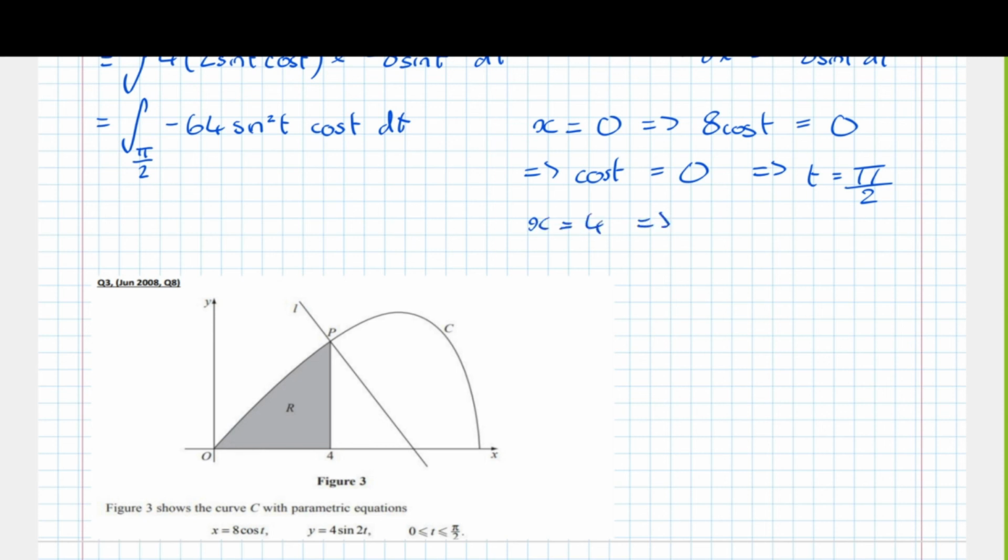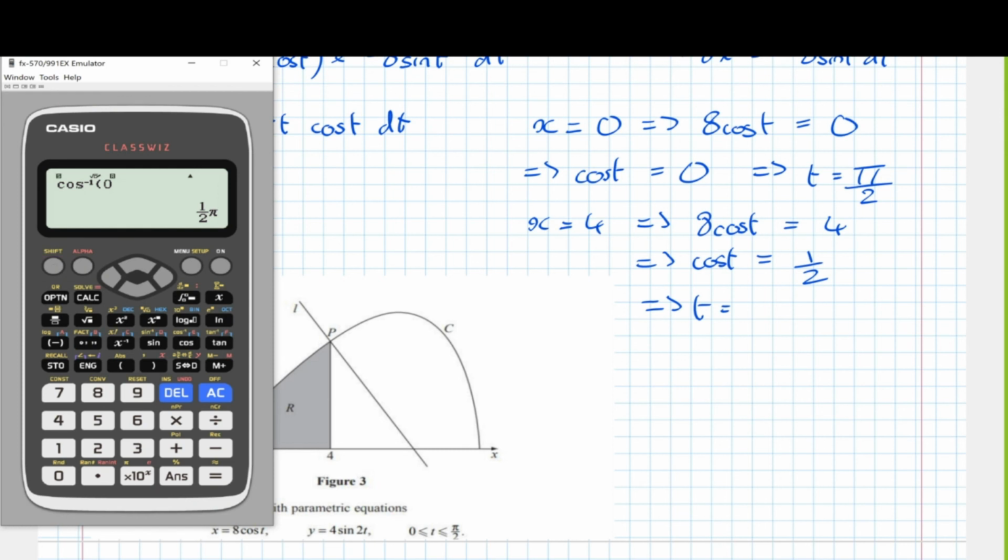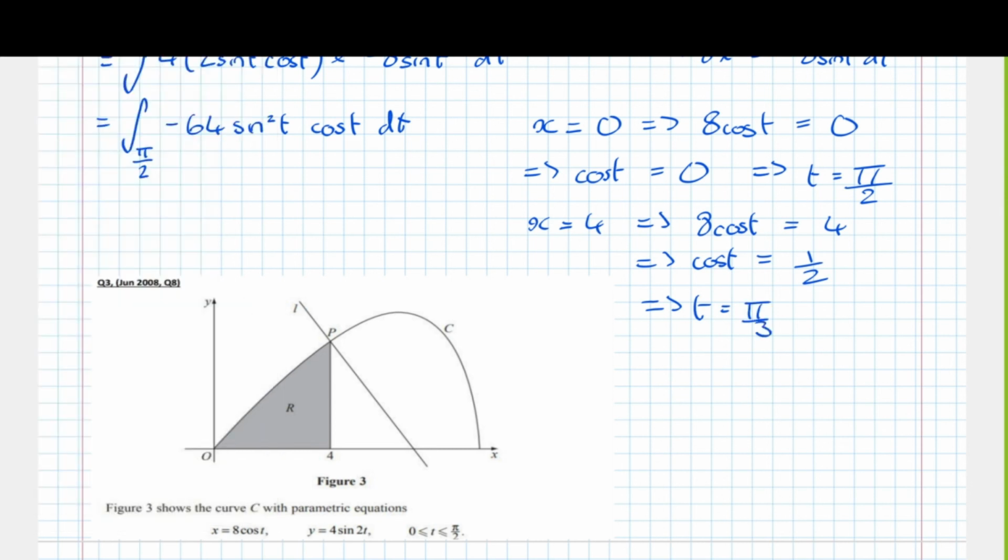x equals 4 implies 8 cos t equals 4, which means that cos t equals 1/2, which means that t equals arc cos of a half, which is pi over 3. The upper limit is pi over 3.